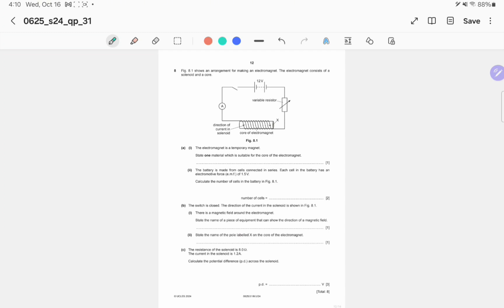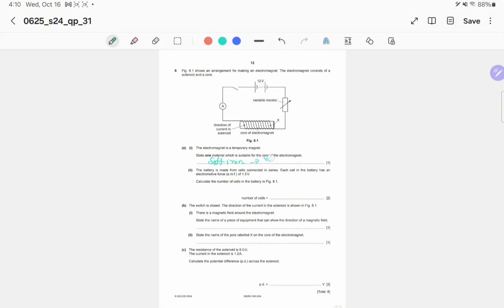Okay, the electromagnet is a temporary magnet. State one material which is suitable for the core of electromagnet. I think it's soft iron because of very high susceptibility. I have to write only the answer, but I am giving the reason.